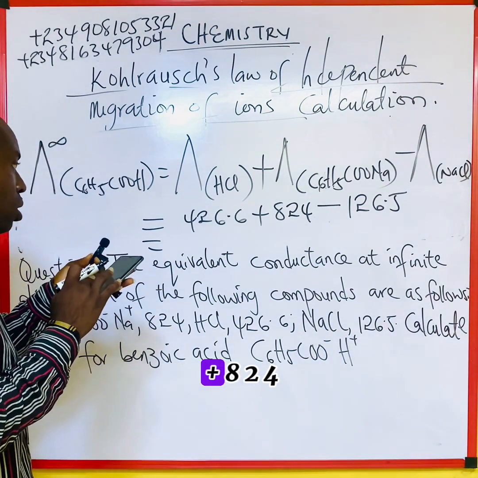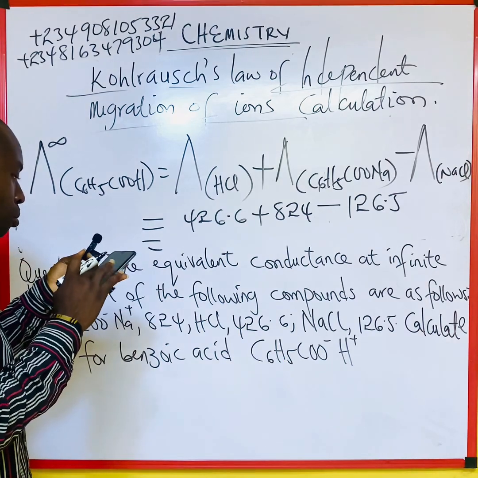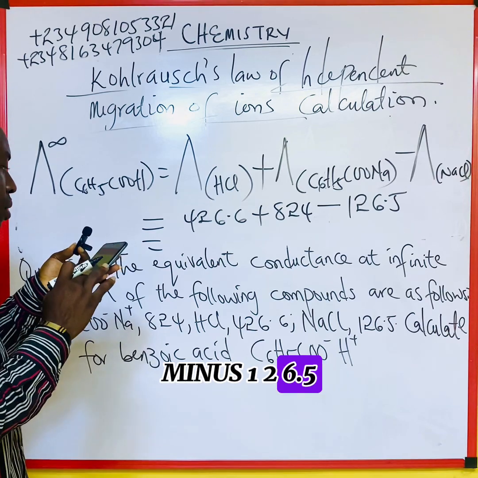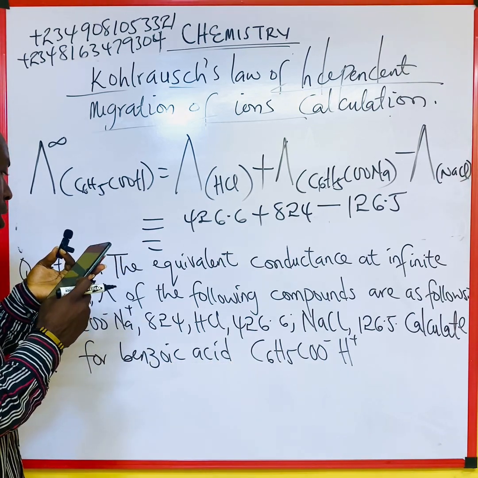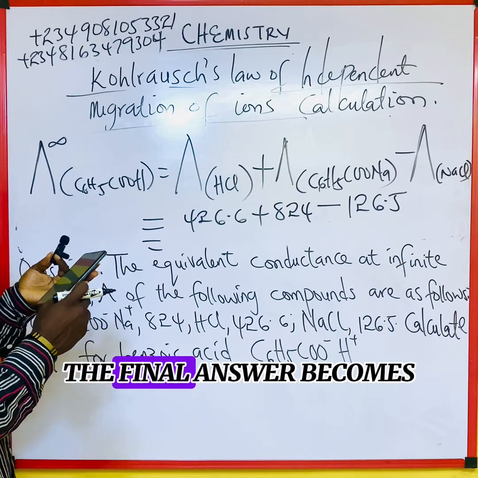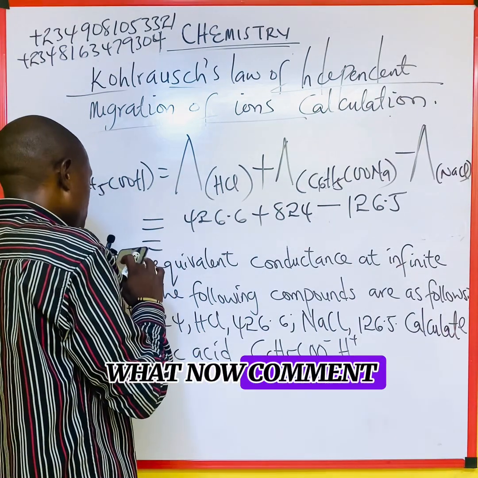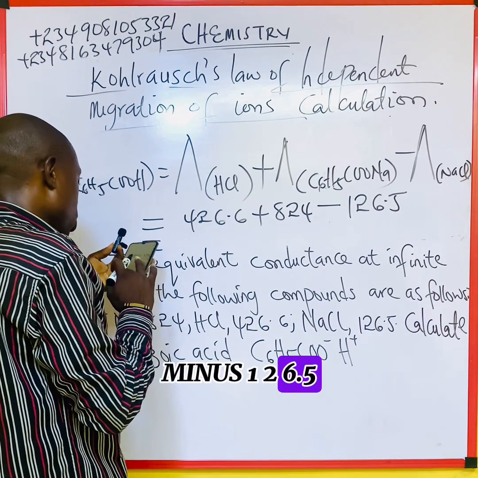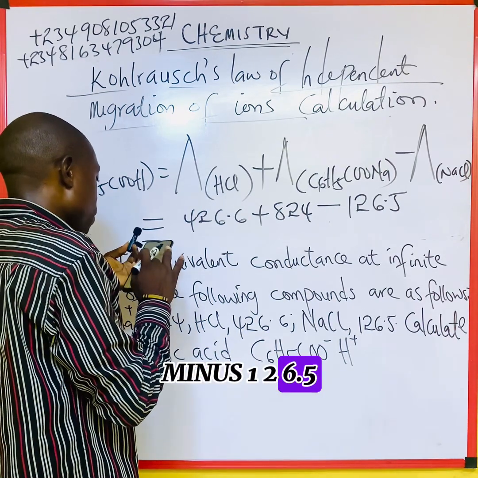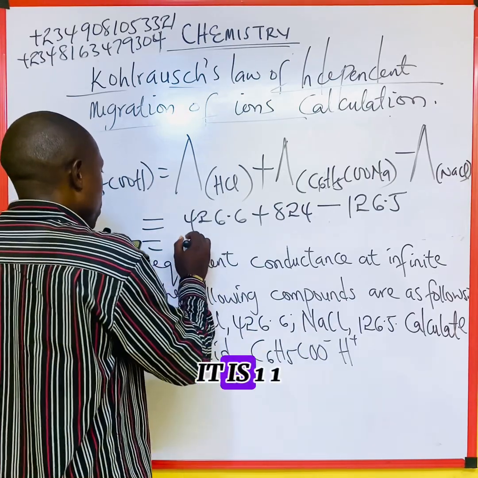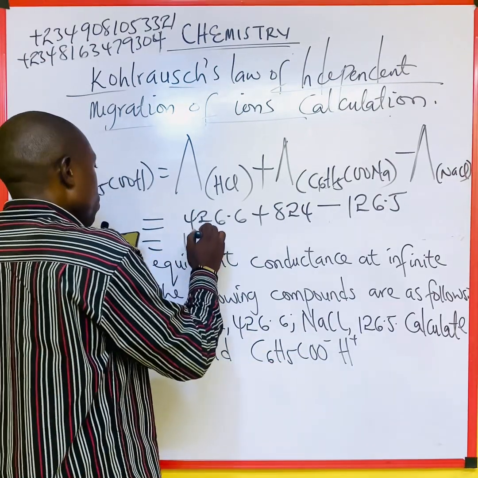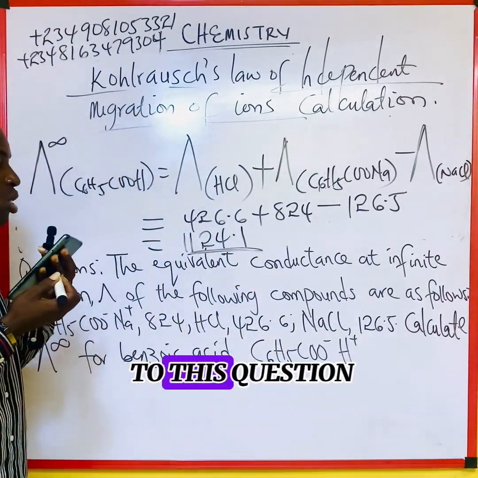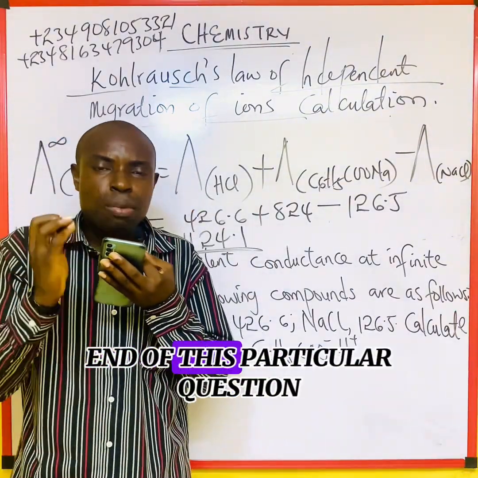So when we subtract here, 426.6 plus 824 minus 126.5, the final answer becomes what now? This is 1124.1, and that is the final answer to this question. And this marks the end of this particular question.